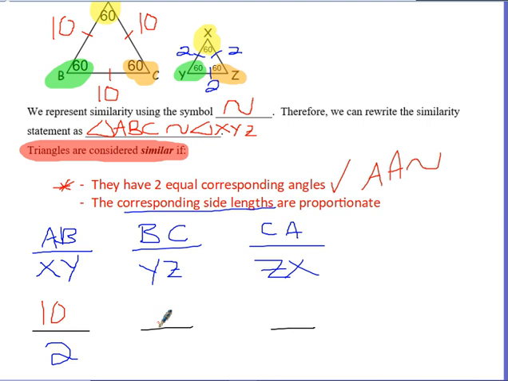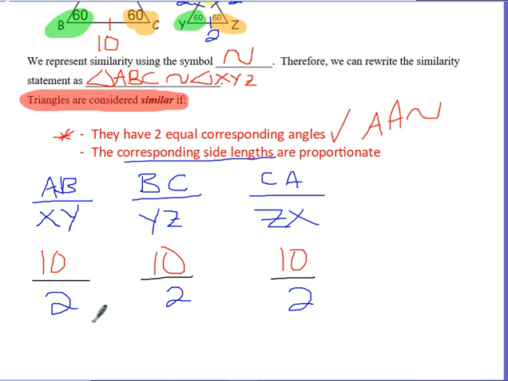And, well, I mean, it's all going to be like this. BC is 10, YZ is 2. CA is 10, ZX is 2. And if you notice, all of these are going to equal 5. So what we can say is that the ratios between the corresponding side lengths would all have to be equal. They're all equal to one another.